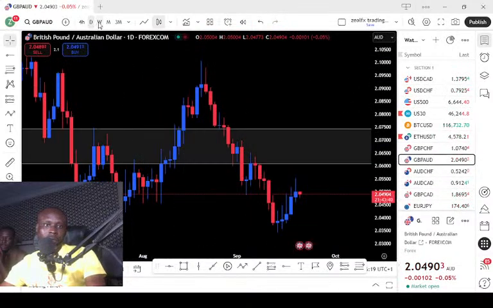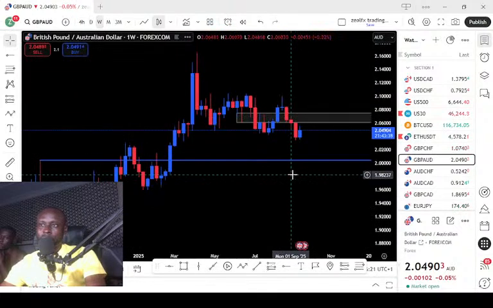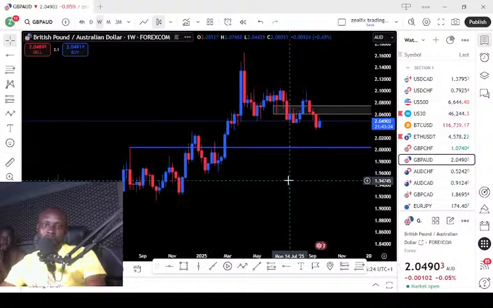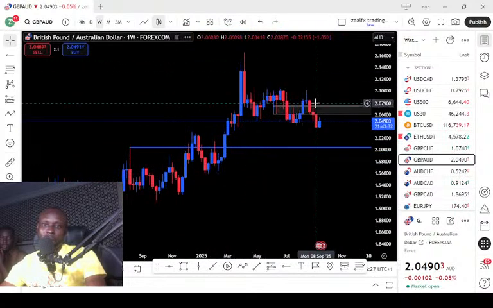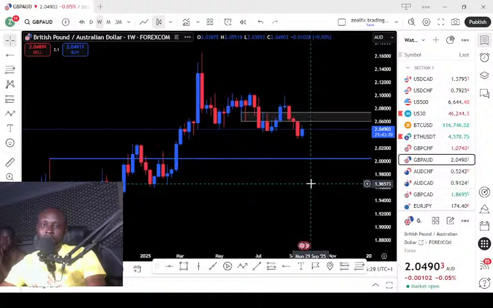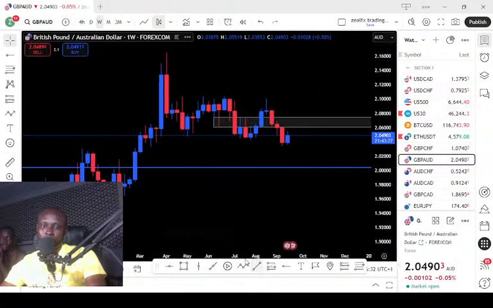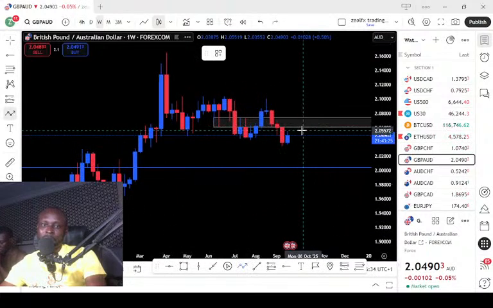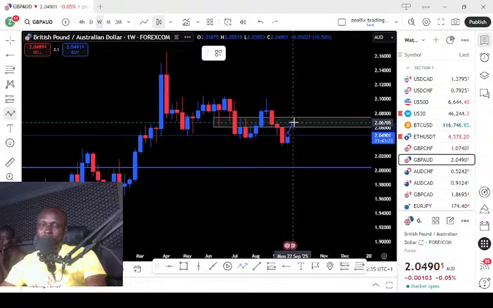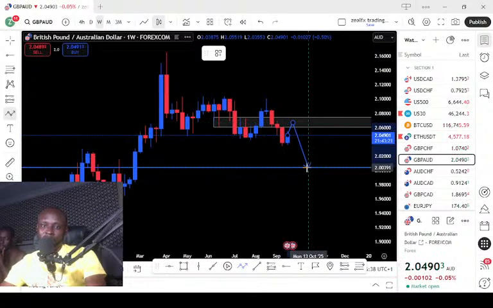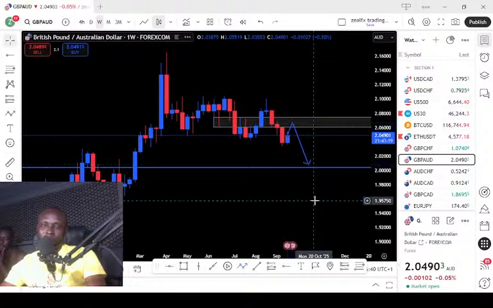Australia GBPUSD. So the Australia GBPUSD has a downtrend structure. You can see that we have a lower high, a lower high, which indicates a bearish trend for us this week. We need price to come to this resistance level. Then we'll start looking for possible sells to the downside.